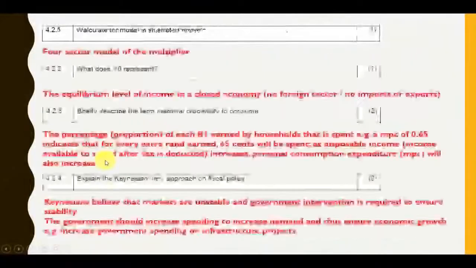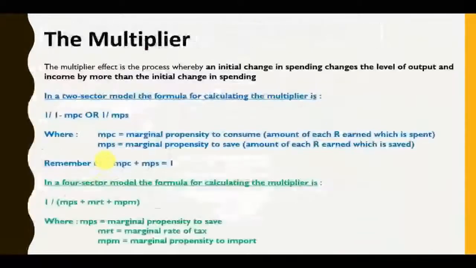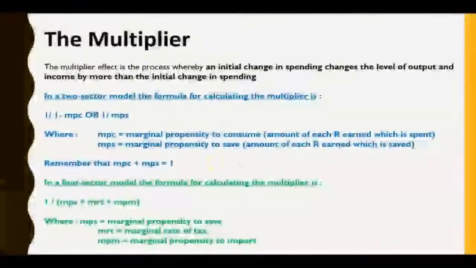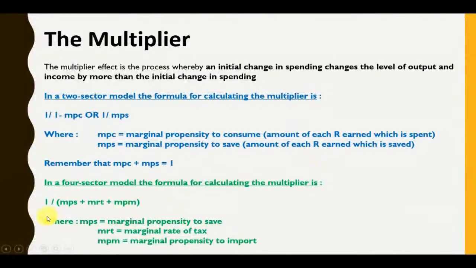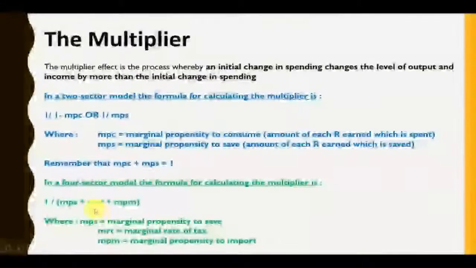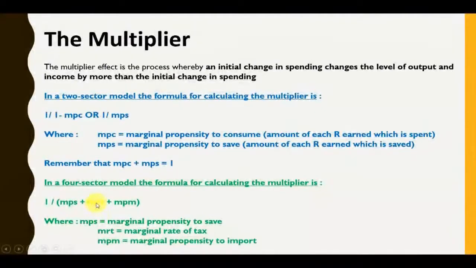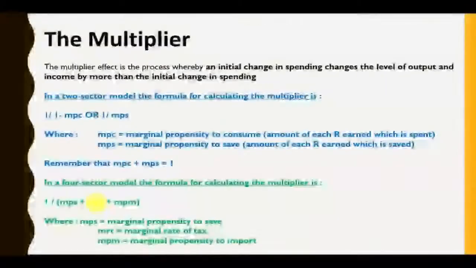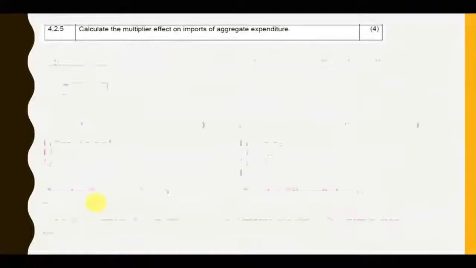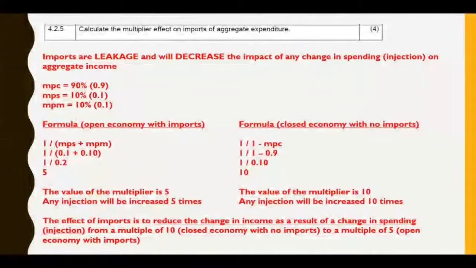So I'm just going to go back to this slide over here. Remember, in my 4-sector model, this is my formula: 1 divided by NPS plus MRT over NPM. Now, we don't have taxes in this example. So my formula is 1 over NPS, which I worked out, plus NPM. So that's where I'm getting the formula from. Alright, so let's go back. Right, so this is where I am over here.